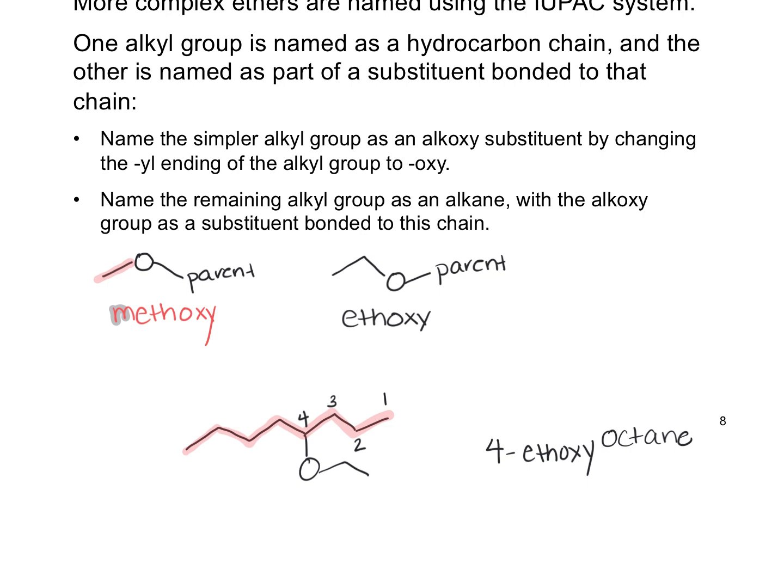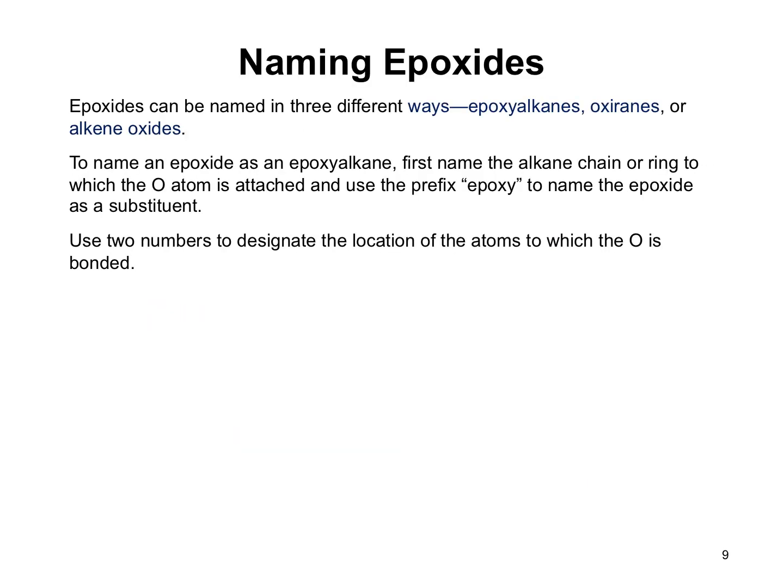Now, talk about how we name epoxides. There are 3 different ways to name epoxides. You can name them as epoxy alkanes, oxiranes, or alkene oxides. And so we're going to go through each one.